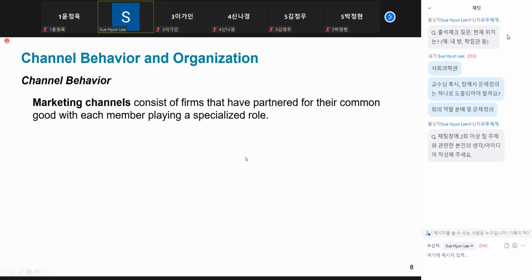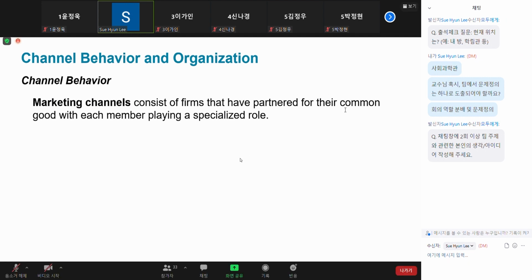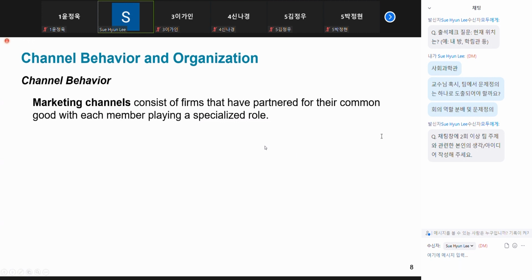A marketing channel consists of firms that have partnered for their common good. Each channel member depends on the others. So each channel member plays a specialized role in the channel. The channel will be most effective when each member assumes the task it can do best.